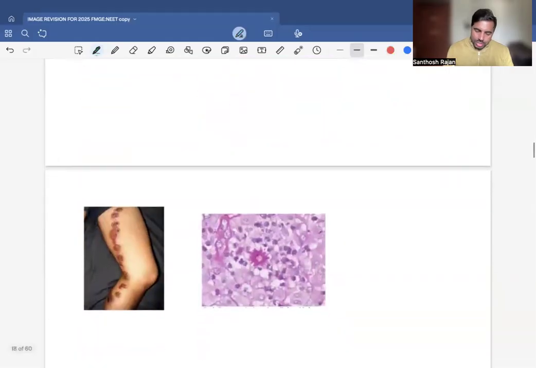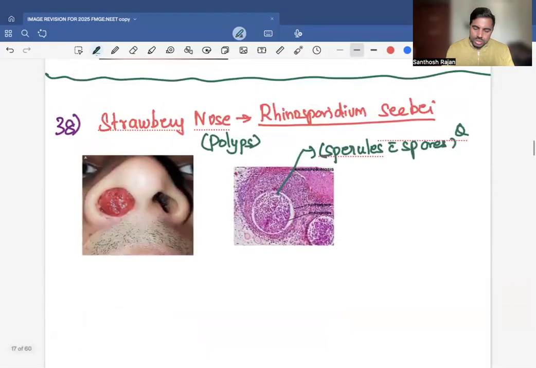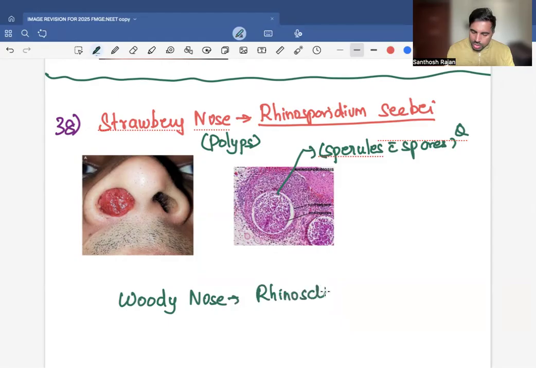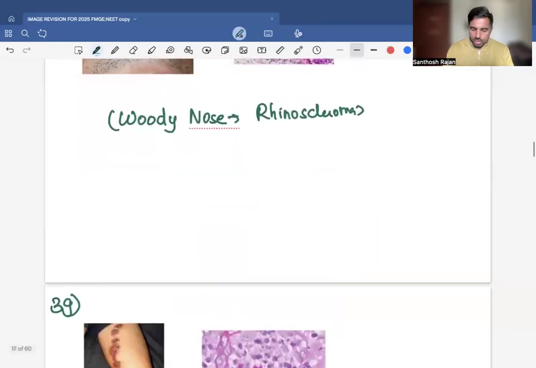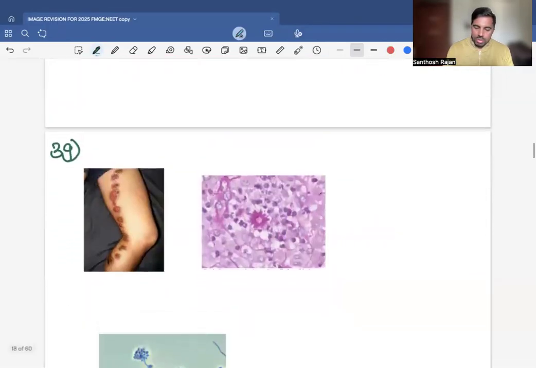Next one. So you know that strawberry nose is coming here. The woody nose, you know what is a woody nose? When you talk about woody nose, you know rhinoscleroma. We're going to talk about that in a while. Rhinoscleroma, we'll talk. There's also atrophic rhinitis, Ozaena nose. We'll talk about it in a while. Okay.